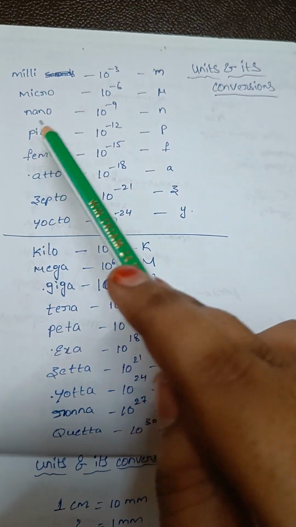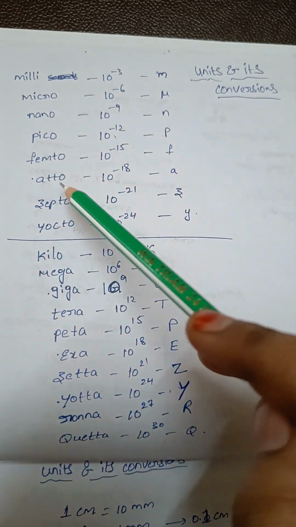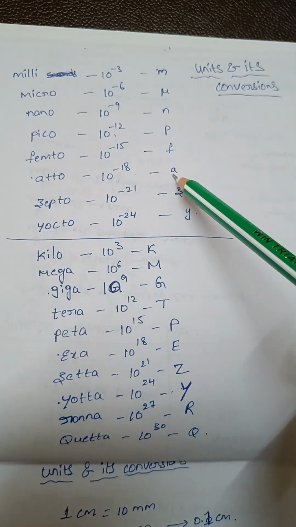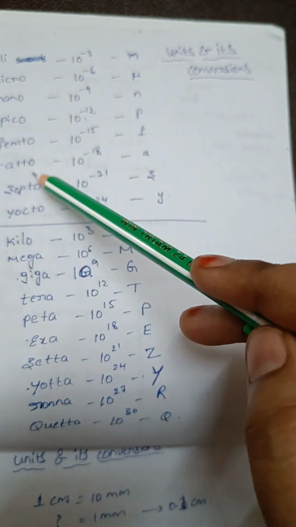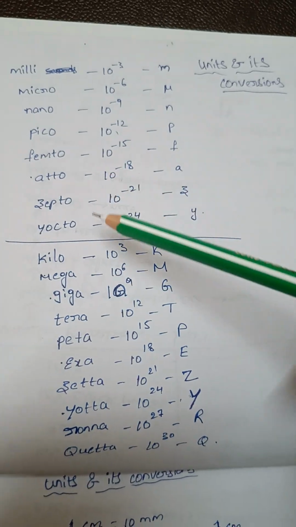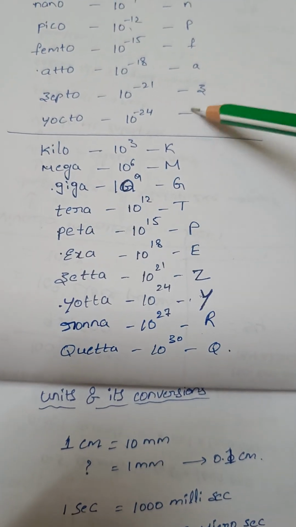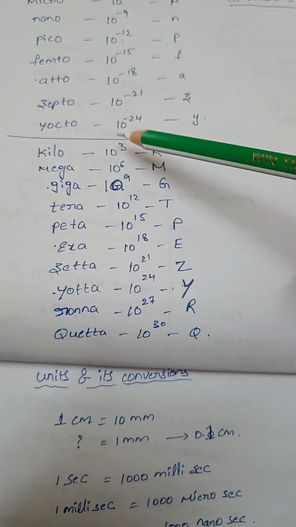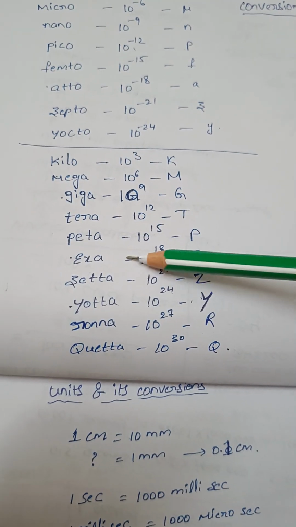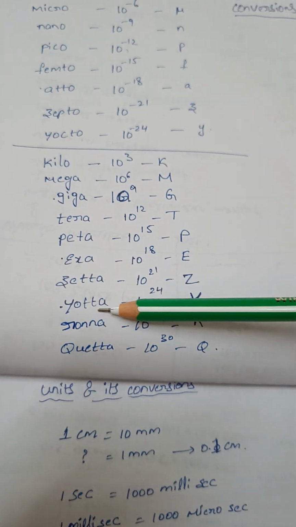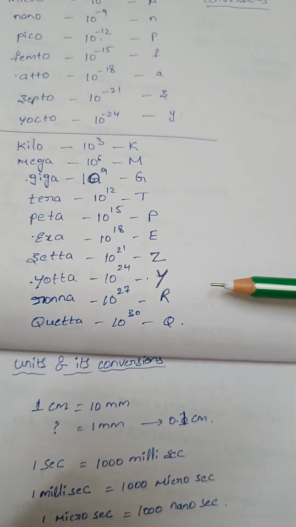Pico means 10 to the power minus 12, and it is denoted with p. Femto means 10 to the power minus 15, and it is denoted with a small f. Atto, zepto, yocto and the remaining ones follow. Then if we move to the positive powers, these are kilo, mega, giga, tera, peta, exa, zetta, yotta, ronna. Quetta means 10 to the power 30, up to here.